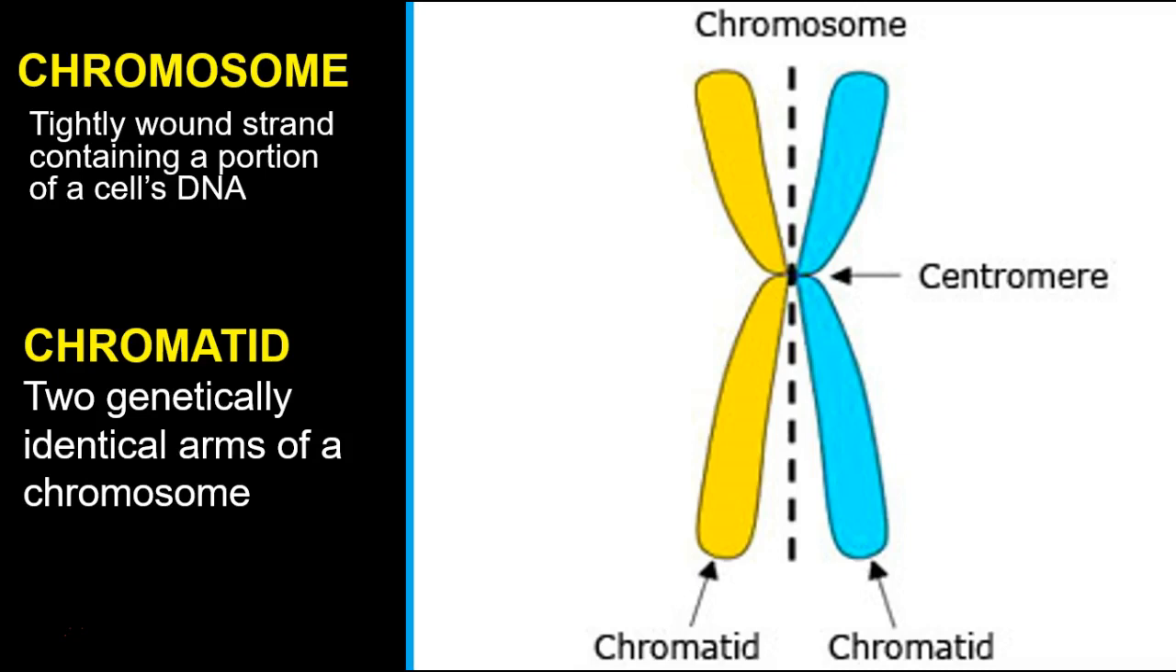So we can see in this picture this whole X-shaped structure. This is a chromosome, and this is a chromosome that has been duplicated or replicated. And so it is made up of two chromatids, and the yellow chromatid is genetically identical to this blue chromatid. And this occurs during one of the phases of mitosis, DNA replication.